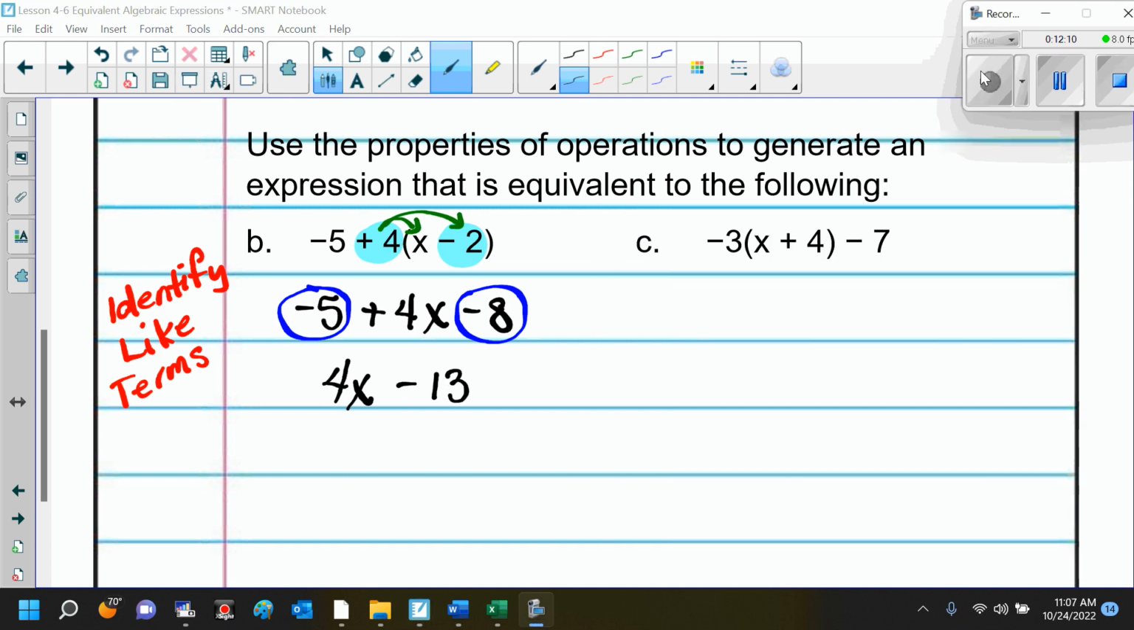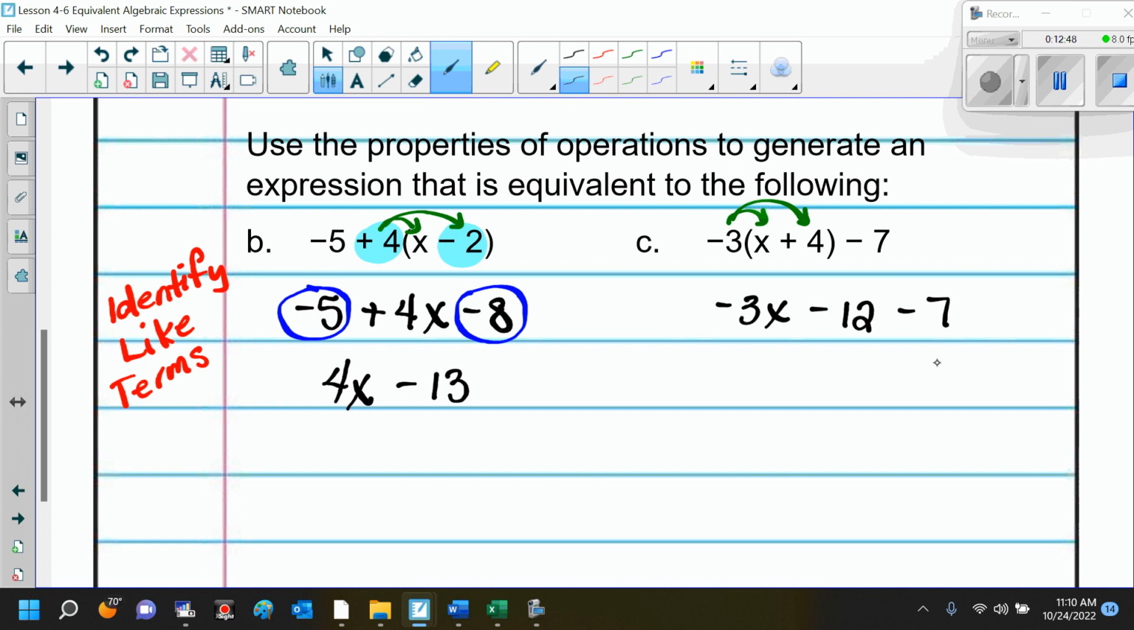All right, so take a minute to do letter C. The first thing we want to do is use our distributive property. We're going to take that negative 3 and distribute it throughout the parentheses. So here, negative 3 times x is negative 3x. Then we have negative 3 times positive 4, that is negative 12. And then we rewrite the rest of the problem.